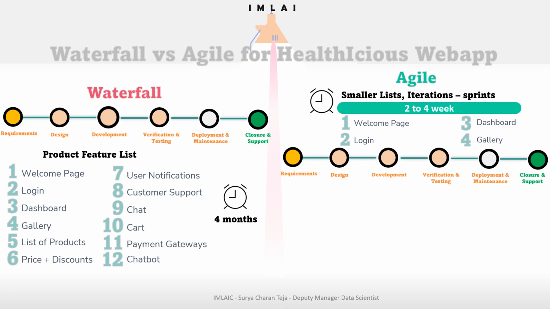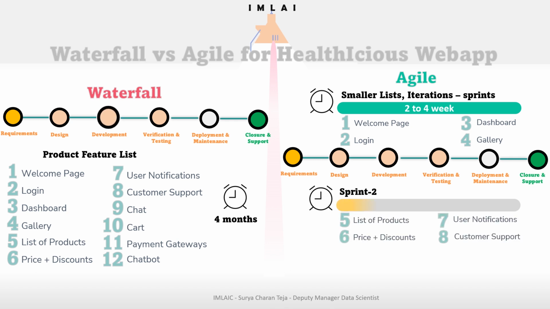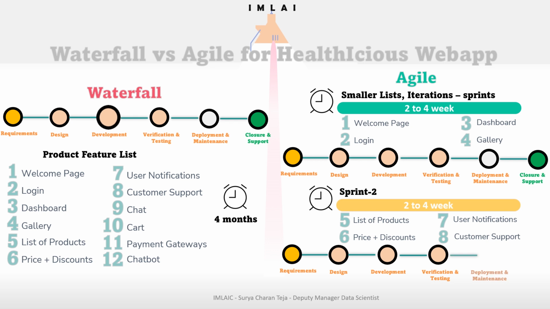Now again the product owner will get back to the customer. He will ask for more requirements. Now we have gathered a list of products, user notifications, price plus discounts, and then customer support. Now we will put all these requirements into the design phase, then into the development phase, then into verification and testing phase, then into deployment and maintenance, and then we'll close it, and the customer can see that application literally on air.